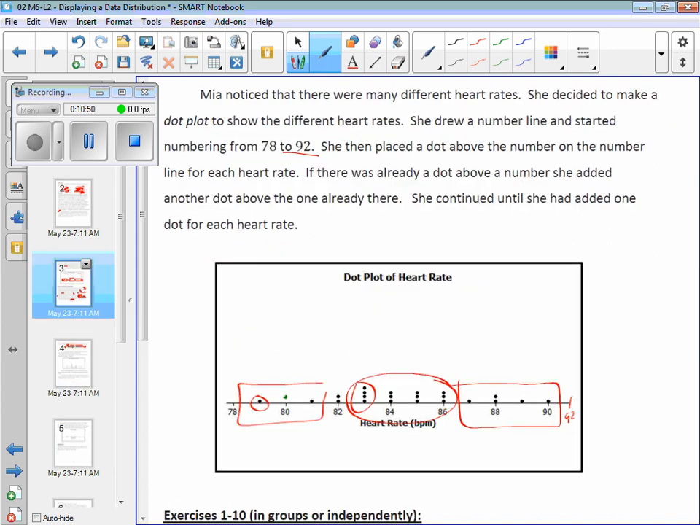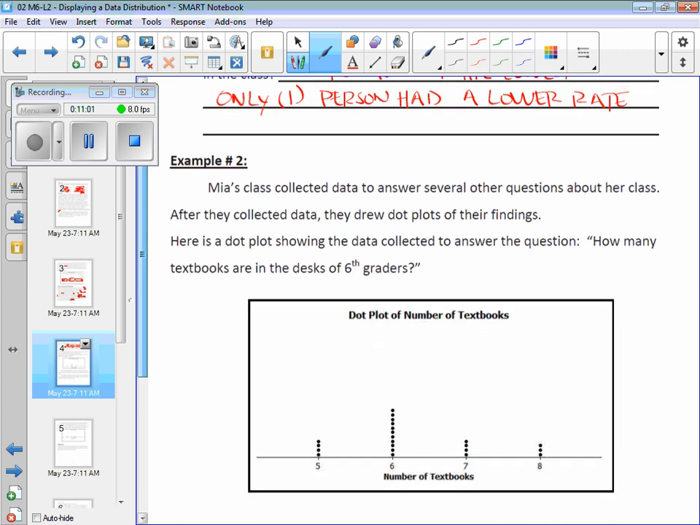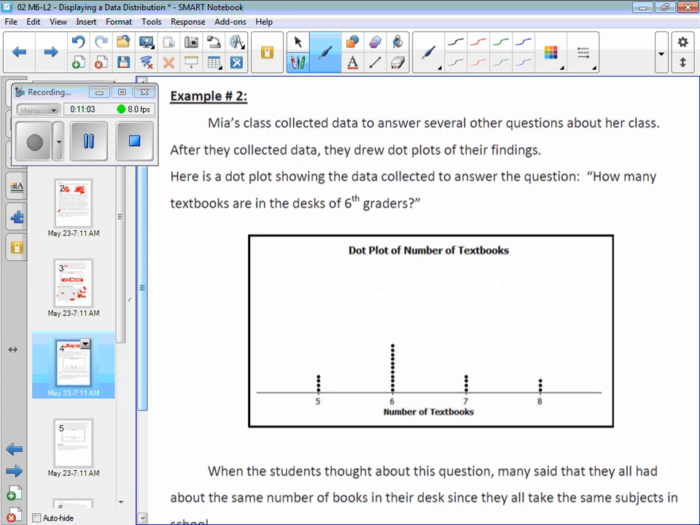Where? Yeah, where? This is where we are right now. Is this where you need me to go? Okay. Example 2. Mia's class collected data to answer several other questions about her class. After they collected data, they drew dot plots of their findings. Here's a dot plot showing the data collected to answer the question, how many textbooks are in the desks of 6th graders? All right, so what's the range?